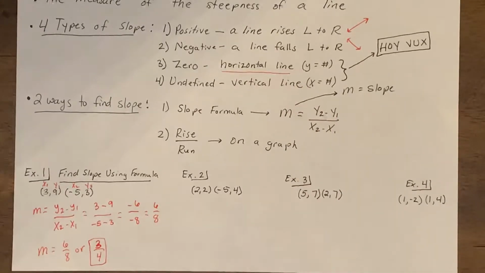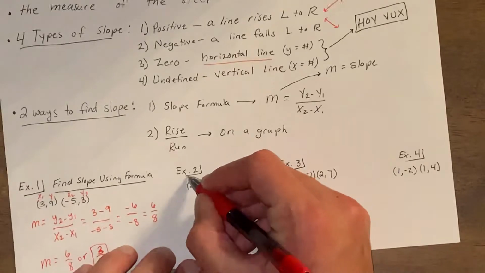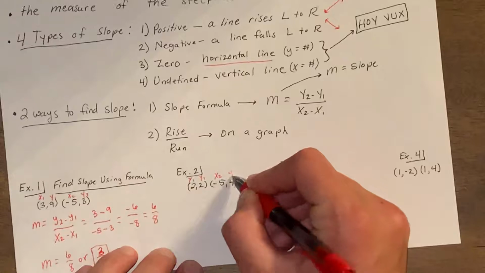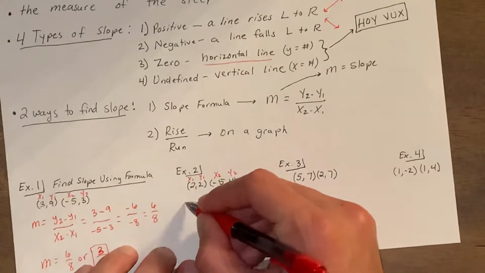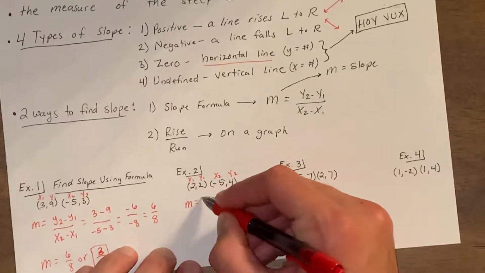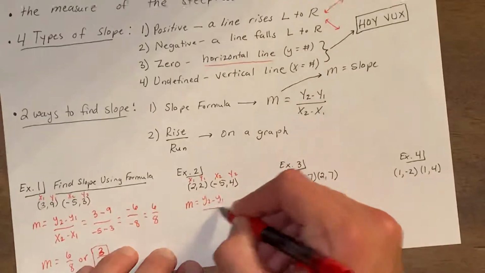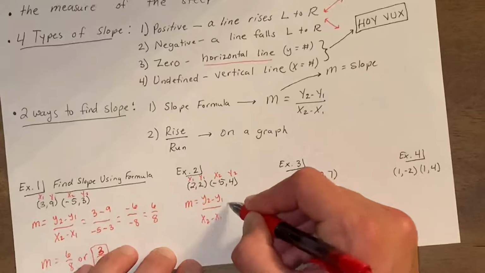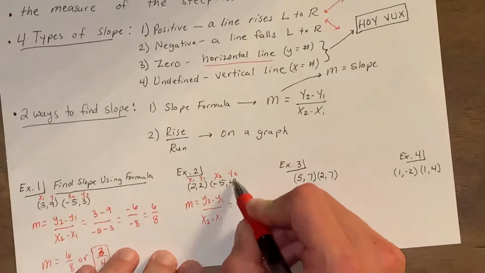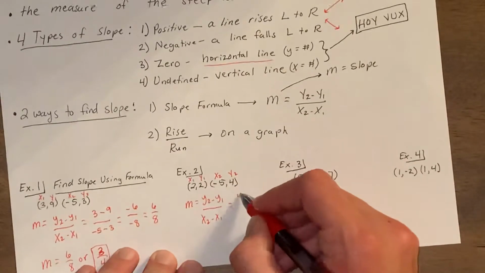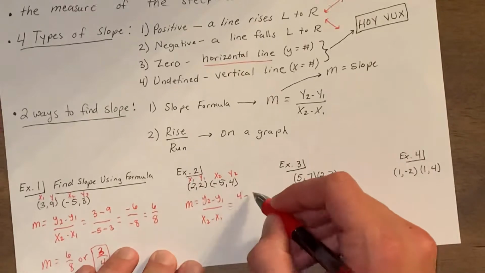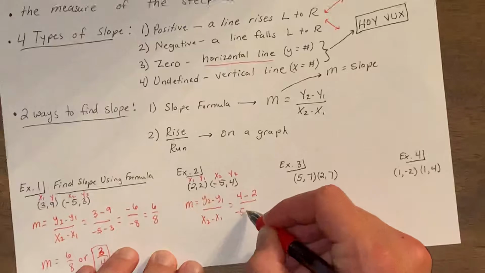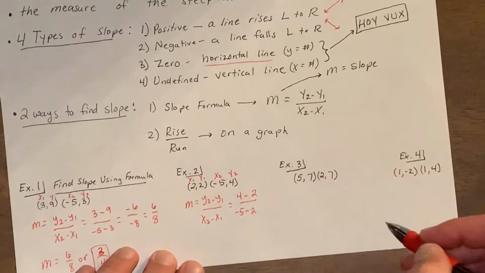Let's look at example 2. Let's label our points: x1, y1, x2, y2. And we'll look at our formula. m equals y2 minus y1 over x2 minus x1. And now we can substitute in our coordinates. 4 is y2, so 4 minus y1, which is 2. 4 minus 2. x2 is negative 5, minus x1, which is 2.